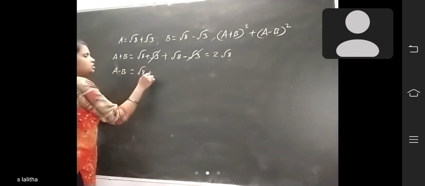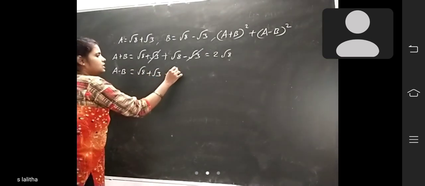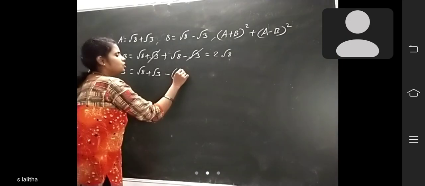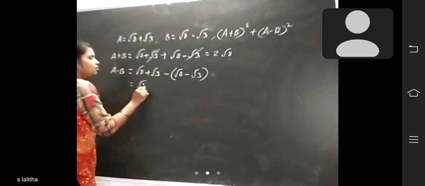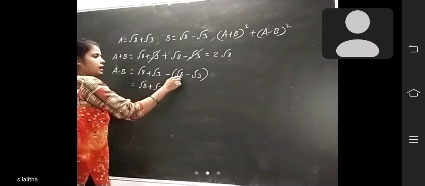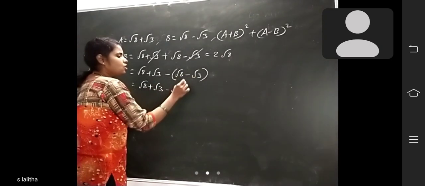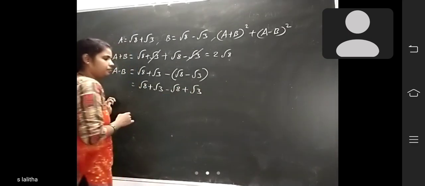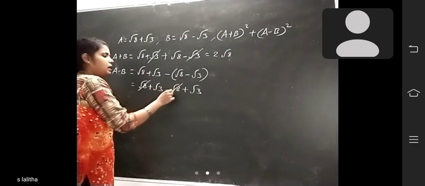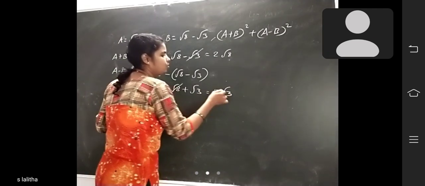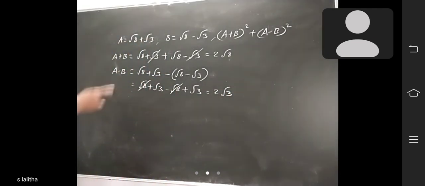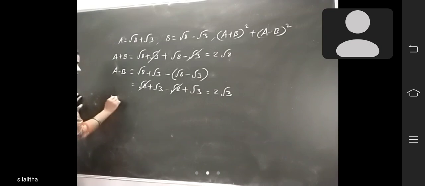Okay. So next a minus b. Root 8 plus root 3 minus the b value, root 8 minus root 3. So root 8 plus root 3 minus root 8, minus of minus plus root 3. Here root 8 minus root 8 will be cancelled. Root 3 plus root 3 how much? 2 root 3.